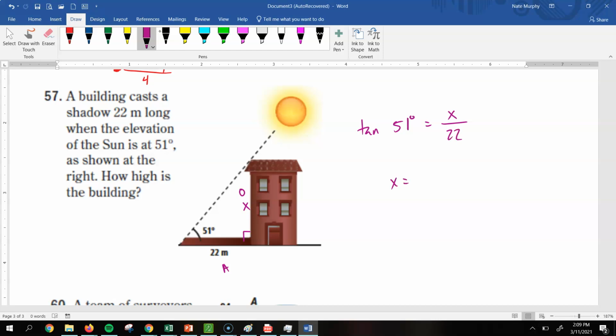So to find out what x is, we multiply both sides by 22. So we're going to take 22 times the tangent of 51. Again, make sure that your calculator's in degree mode or you get the answer wrong. And when you do that, you get 27.2, and this would be meters. Is your answer for number 57.